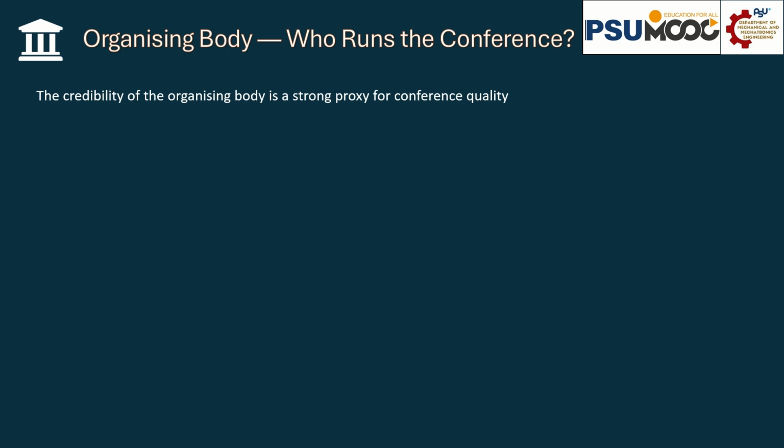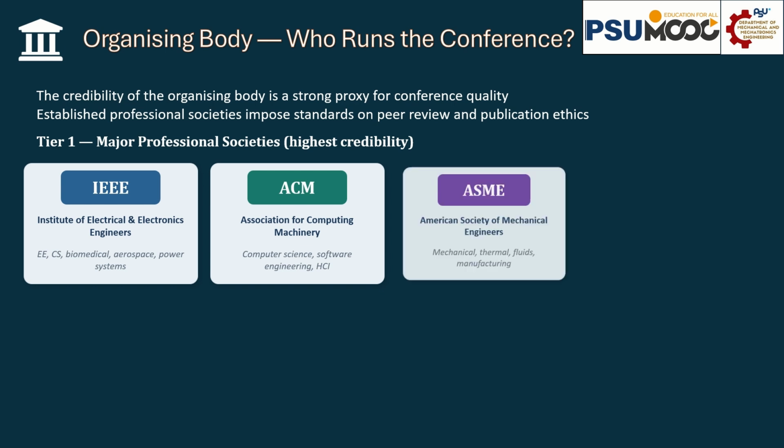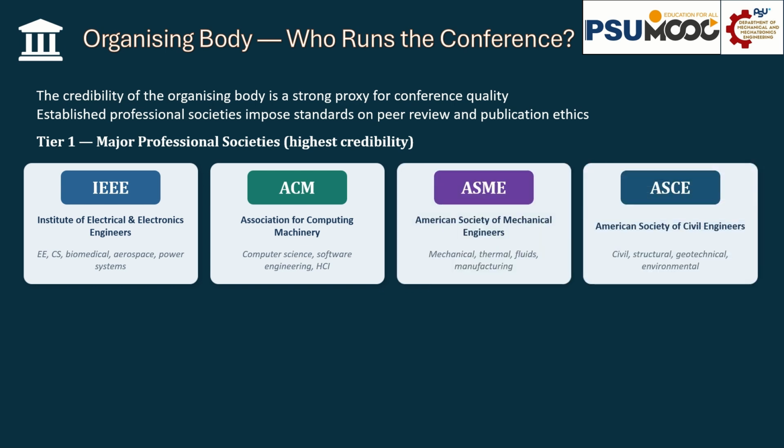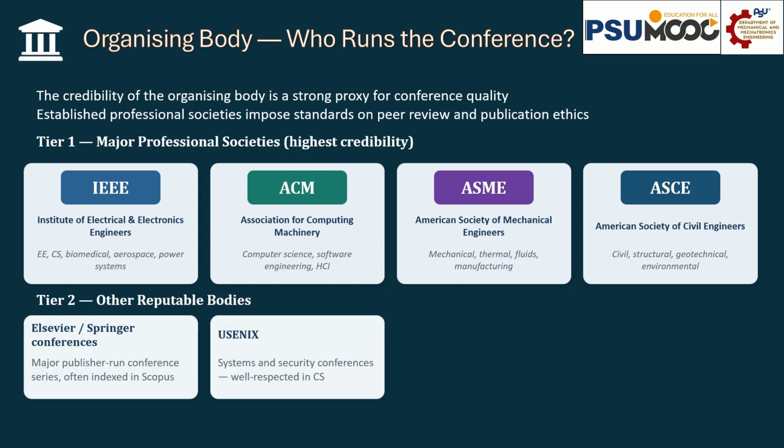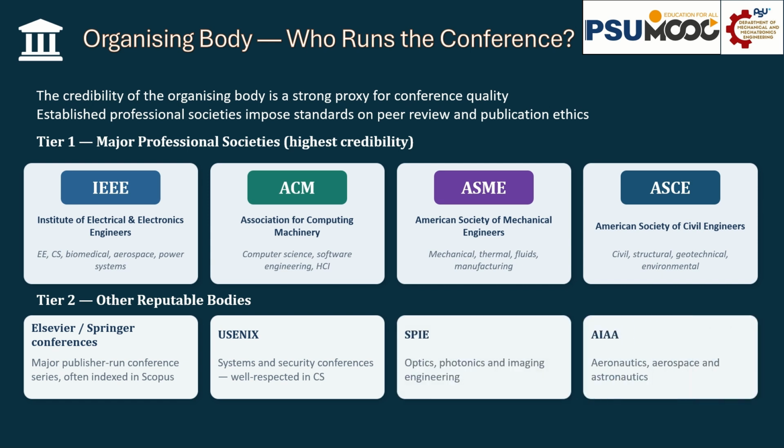In general, conferences organized by established professional societies tend to be more trustworthy. Major professional societies such as IEEE, ACM, ASME, and ASCE maintain rigorous standards for peer review and publication ethics. Other respected organizations include Elsevier, USENIX, SPIE, AIAA, and conferences managed by major publishers like Springer and Elsevier.